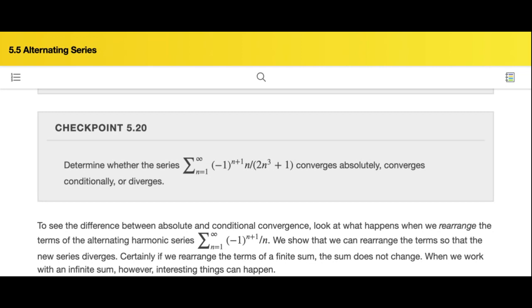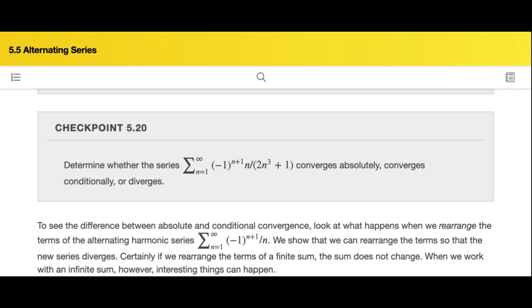Converges absolutely. All right. So if it converges absolutely, that means the absolute value of it converges, right? So we have n over 2n cubed plus 1. What do we want to compare with? We want to compare with n over 2n cubed, and we see that's a p-series. We could just do n over n cubed, or 1 over n squared.